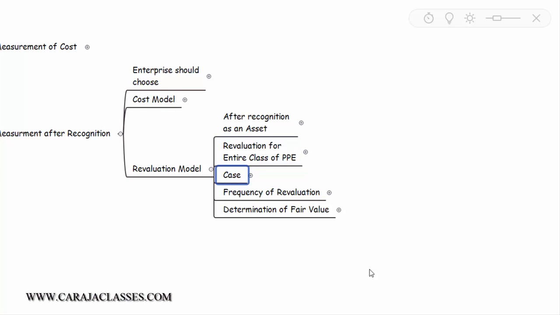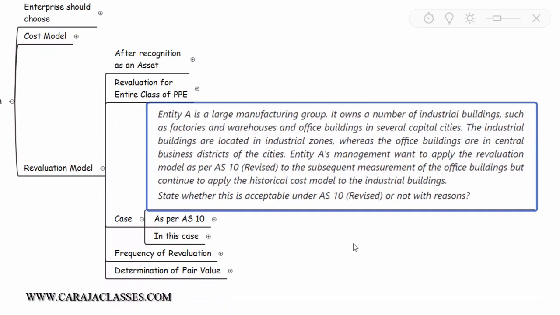To understand that, have a look at this case. Entity A is a large manufacturing group. It owns a number of industrial buildings such as factories and warehouses, and office buildings in several capital cities. The industrial buildings are located in industrial zones, whereas office buildings are in central business districts of the cities. Entity A's management wants to apply the revaluation model as per AS 10 to the subsequent measurement of the office buildings only, but continue to apply the historical cost model to the industrial buildings. State whether this is acceptable under AS 10 revised or not, with reasons.